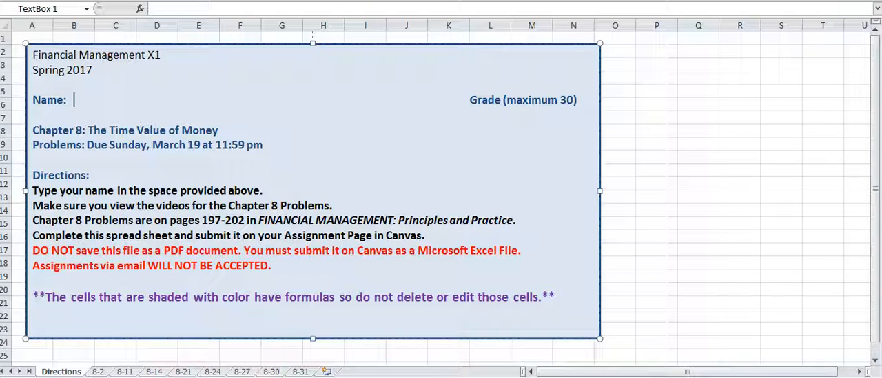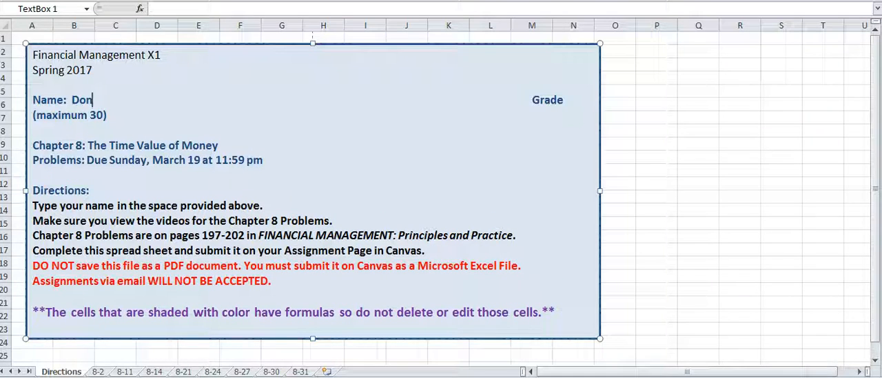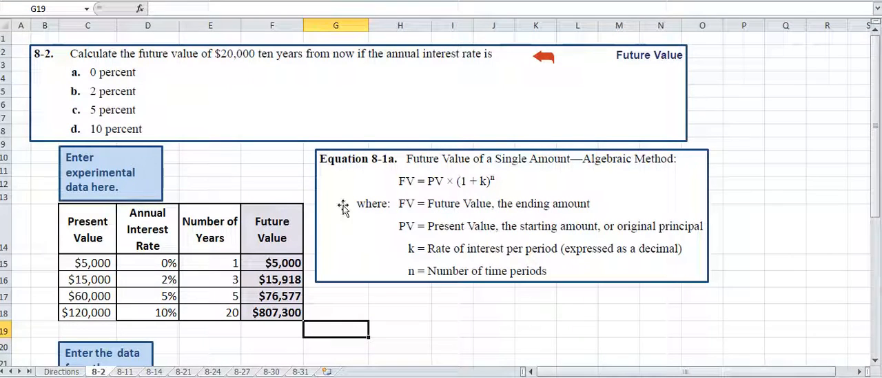Oh, and make sure you type your name in right up here where it says name. So follow my cursor here. Make sure you type in your name right there. And that's about it for the directions. So now let's just get into the first problem, 8-2.